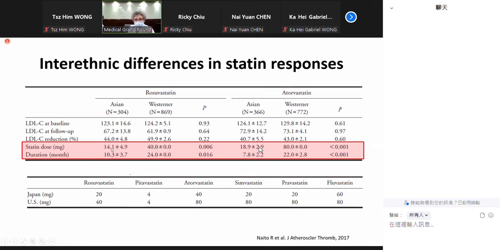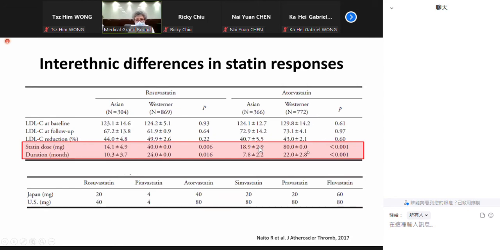So we can achieve this reduction using a mean dose of 15 milligrams, as compared to 40 milligrams in the Western population. It's highly significant. Similarly for atorvastatin, we saw the same pattern. For the Asian population, again, despite a shorter period of exposure, we have a similar reduction in LDL cholesterol, and again with a considerably lower mean dose of only 20 milligrams as compared to 80 milligrams in the Western population.